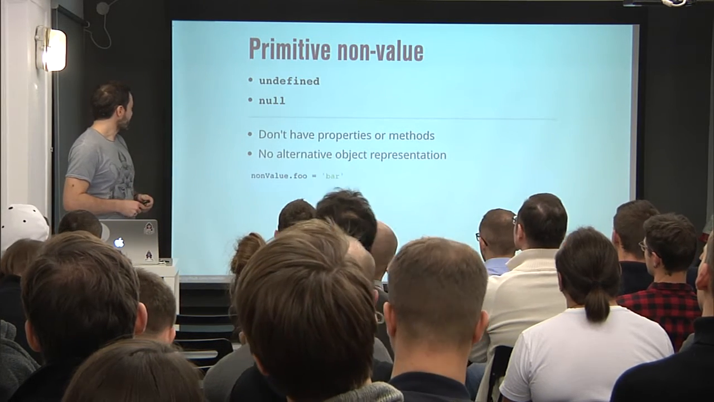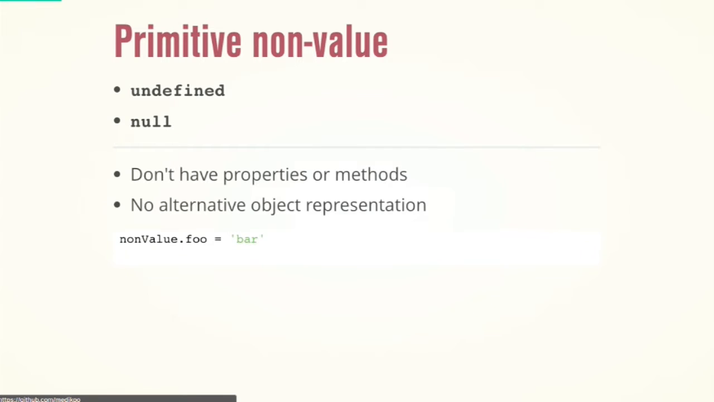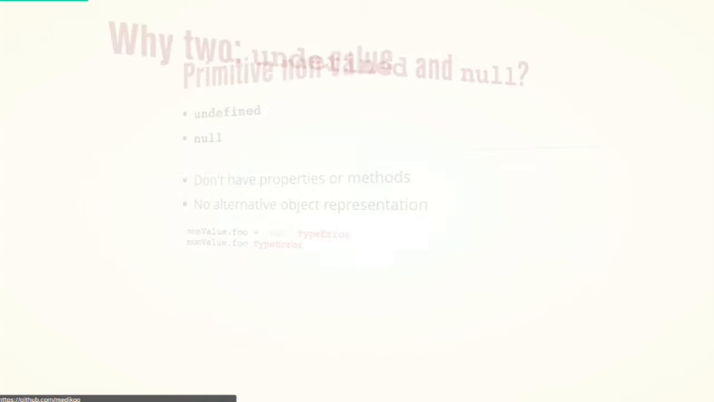Okay, so what will happen if I try to do something like this with a non-value? Like assign some property. If I would take a non-value and try to assign a foo property and a value to it, what happens? Yes, exactly, there's an exception. And the same if we try to access anything. Yes, and the same happens if we just try to access any value, but setting a value is also about accessing a value.